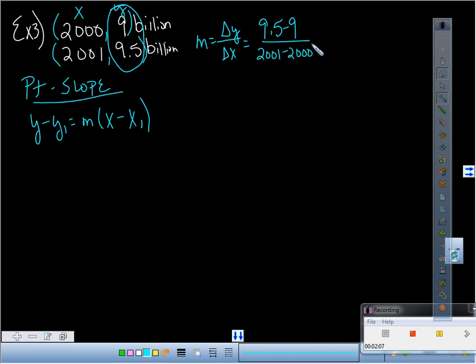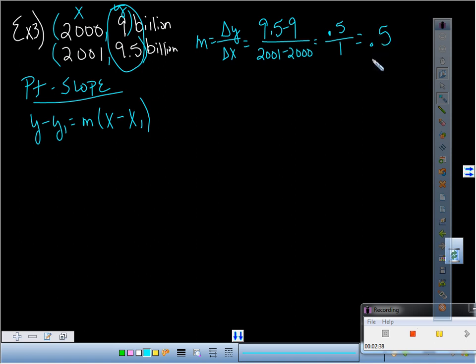Whatever order you pick, you have to keep. What is 9.5 minus 9? Over 1. Is this an acceptable answer? I would count that wrong every single day. You cannot leave a decimal within a fraction within a fraction. All of those are illegal. You can either pop it in your calculator, or you can just use your brain. Let's quick, 0.5 over 1. Very good. So, this is my slope.